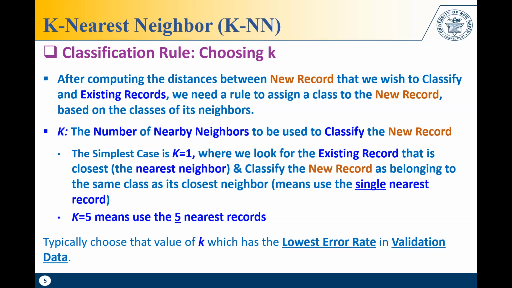And K equals 5 means we use the 5 nearest records instead of 1 to find a class for the new record. Remember, typically we choose the value of K that has the lowest error rate in the validation data.